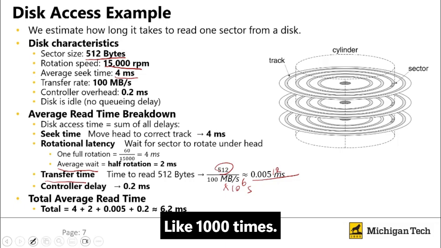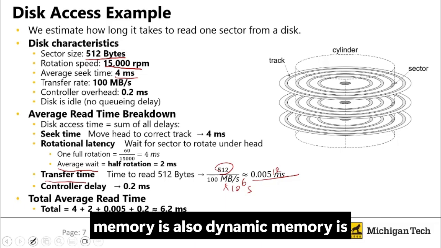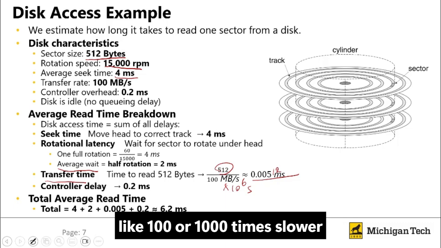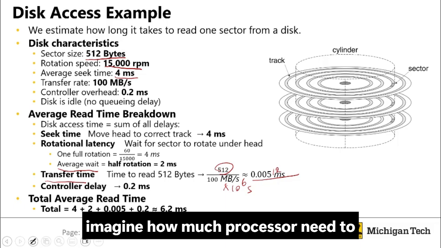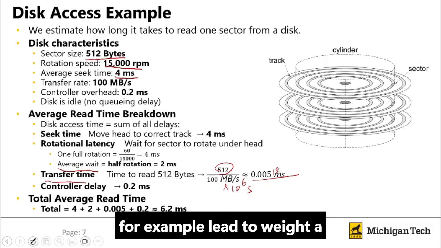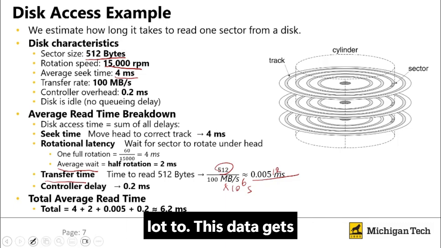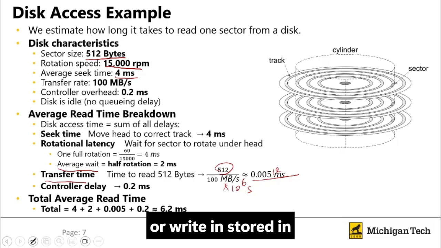It's like 1,000 times slower than dynamic memory. And dynamic memory is like 100 times or 1,000 times slower than cache. So without this, imagine how much the processor needs to wait. If the processor is working in nanoseconds, for example, it needs to wait a lot just for data to get ready to write back, or read from or write in a store in memory.